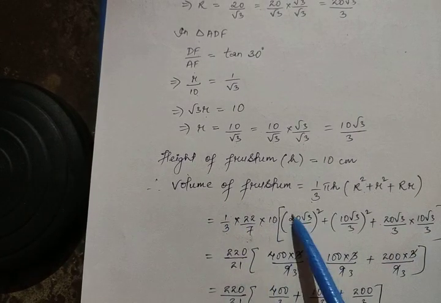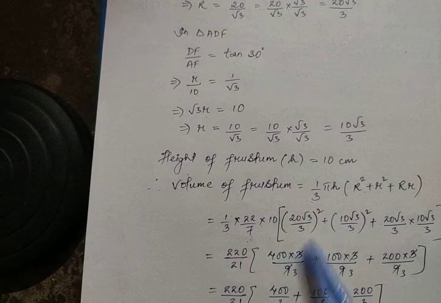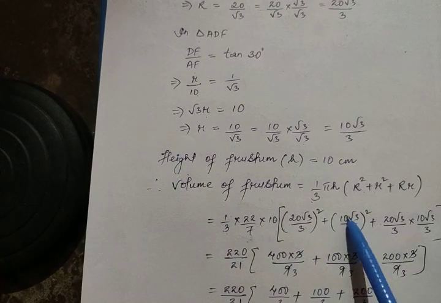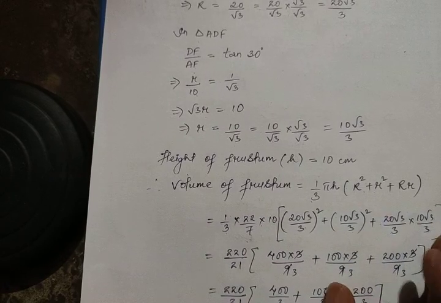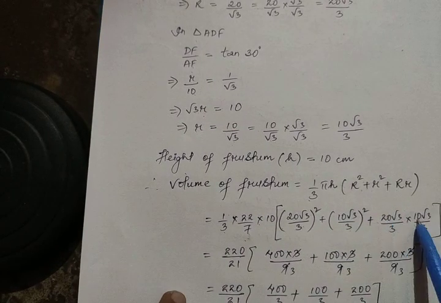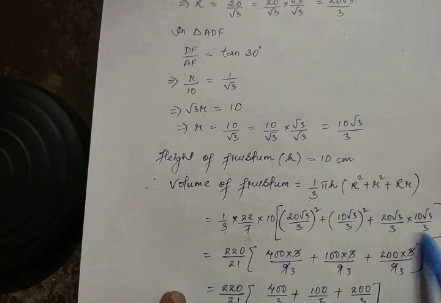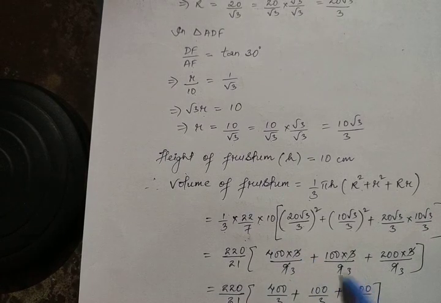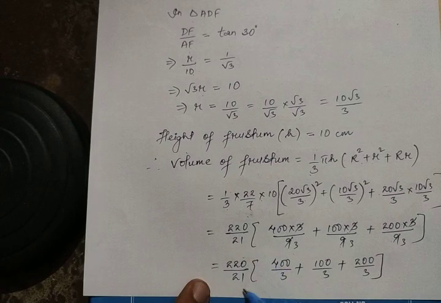Next, we have to square this, right? So first we'll square 20. 20 square is 400 into root 3 square, which is 3, by 3 square, which will be 9. Then similarly here, 10 square is 100 and root 3 square is 3, so 100 into 3 by 9. And here we have multiplied 20 into 10, which is 200, into root 3 into root 3, which is 3, and then here 3 into 3 is 9. Then we have cancelled here. 3 threes are 9. Here also 3 threes are 9. So what is remaining? That will write 220 by 21.